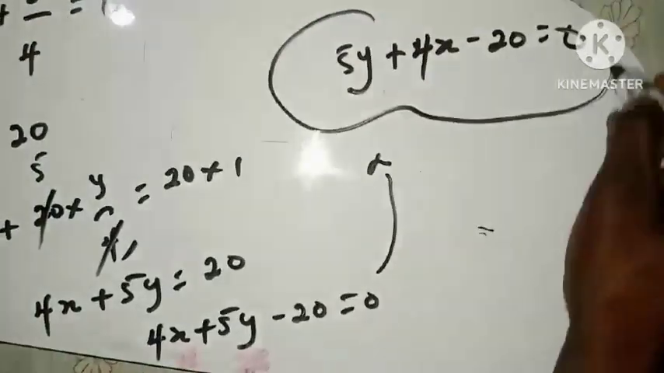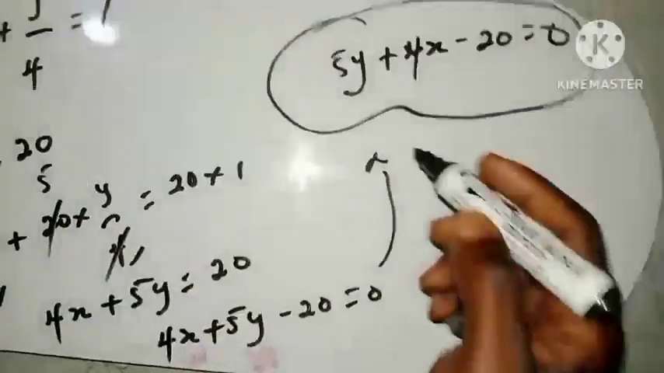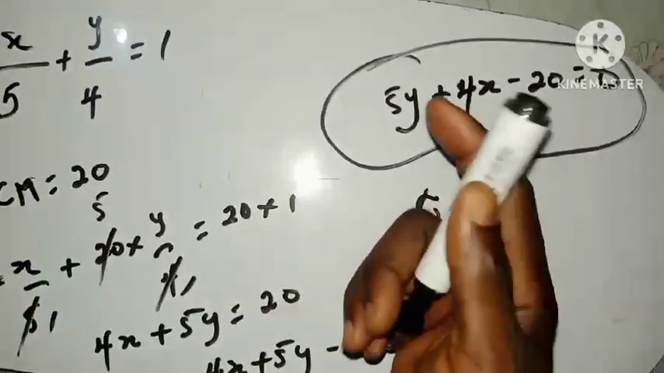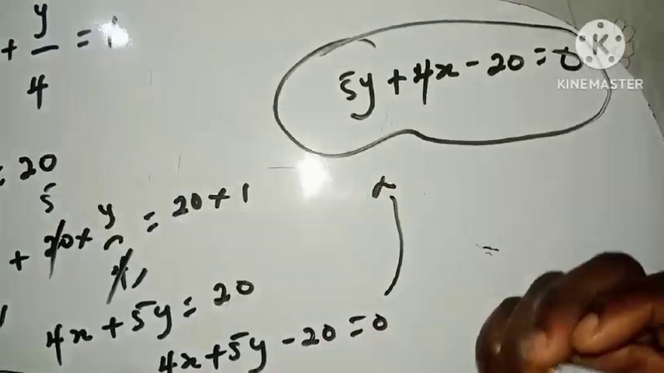So this is the equation of the line that determines the graph that we've seen at the beginning of this video.